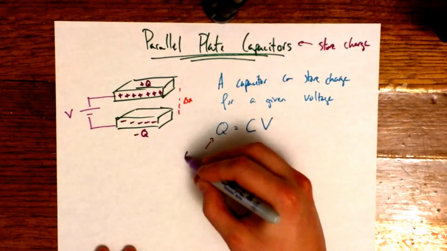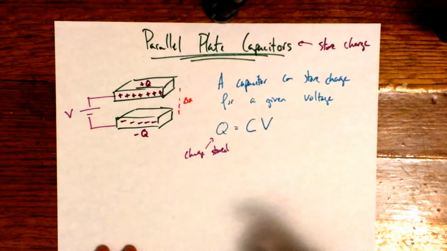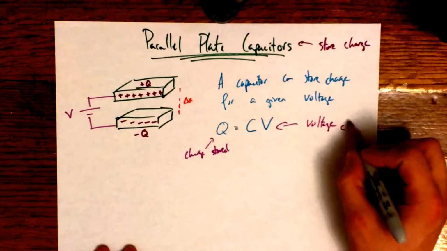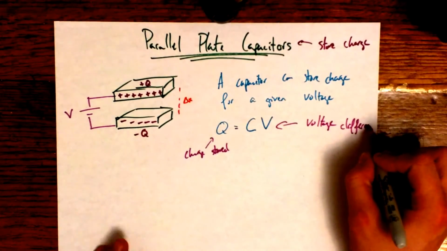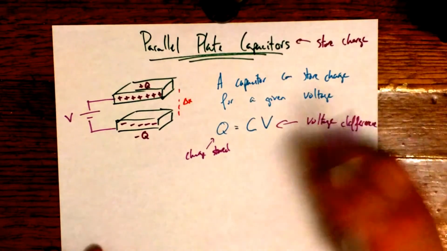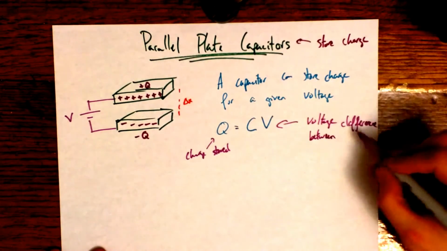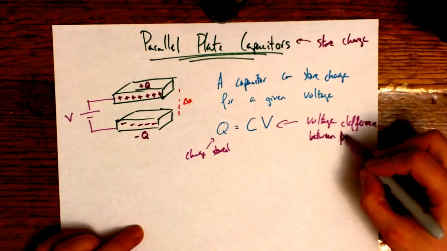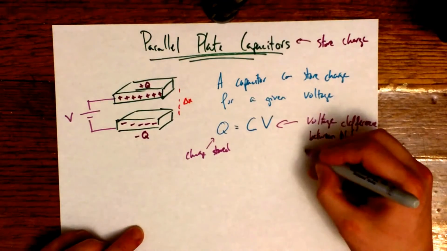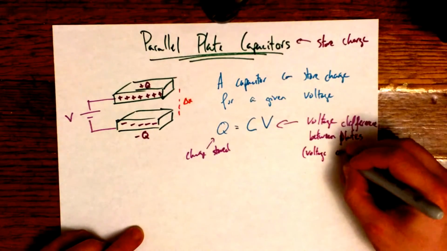Q is the charge stored on the plates themselves. V is the voltage difference, and if all we have is a battery hooked up to a capacitor, this is going to be the voltage difference between the plates. Let me be explicit here. If all we have is this setup where there's a battery and two plates, this is going to be the same as the voltage of the battery.